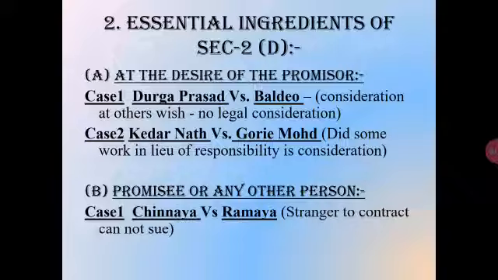Now, the next point is promisee or any other person. There is a case, Chinnaya versus Ramaya. In this case, it was held that a stranger to contract cannot sue.